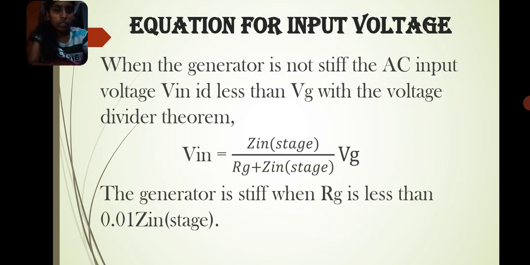Equation for input voltage. When the generator is not stiff, the AC input voltage Vin is less than Vg, with the voltage divider theorem. Vin equals Zin(stage) divided by Rg plus Zin(stage), into Vg. The generator is stiff when Rg is less than 0.01 Zin(stage).